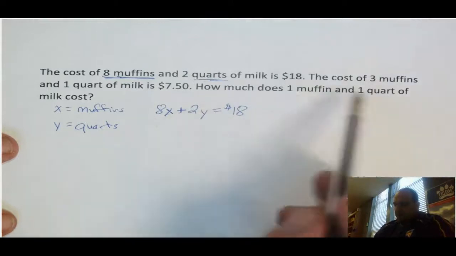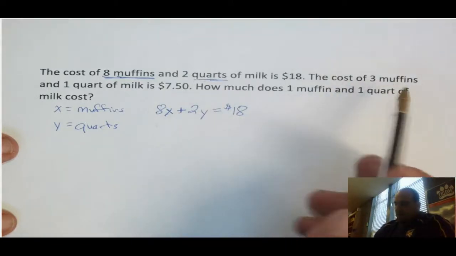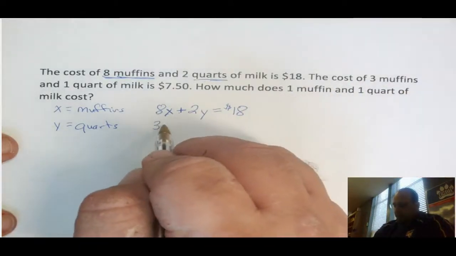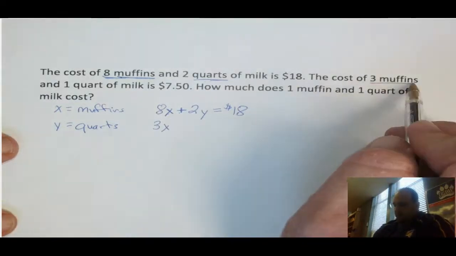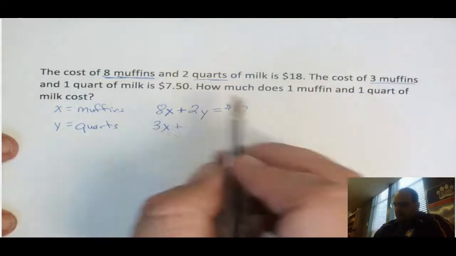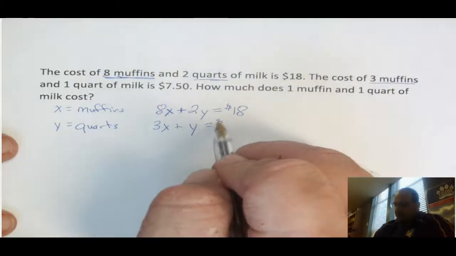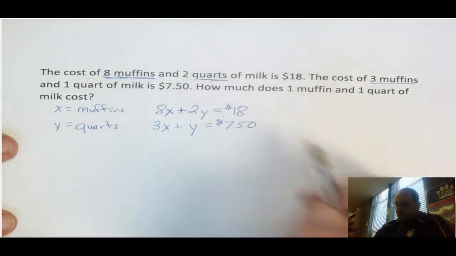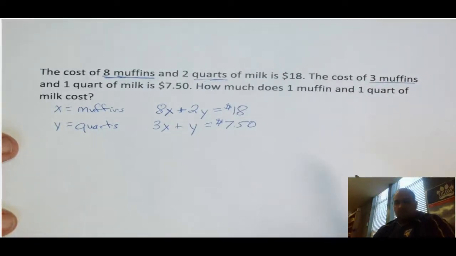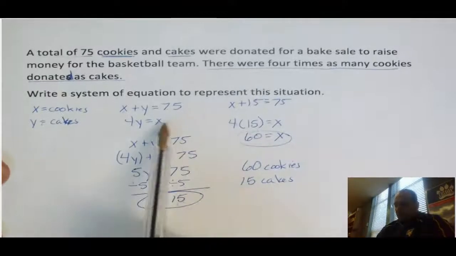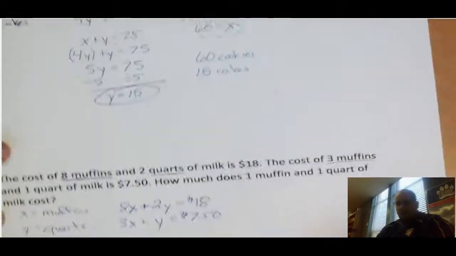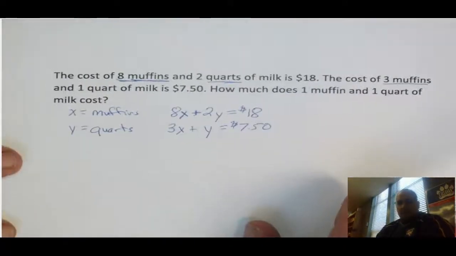Now I'm going to go ahead and write my other equation. So the cost of 3 muffins, which is 3x, plus 1 quart of milk, which is y, will equal $7.50. Okay, so now I have my two equations. However, my issue is, unlike the previous problem where I had a variable equal to something, I don't have a variable equal to something in this problem.